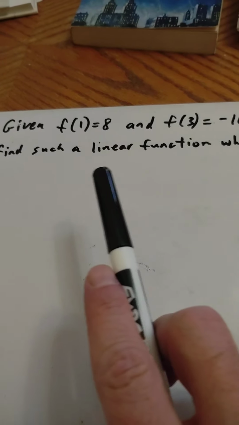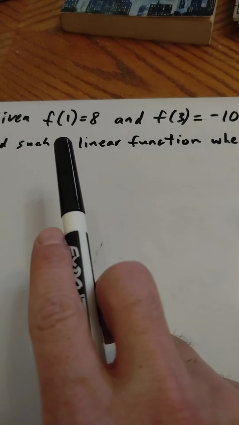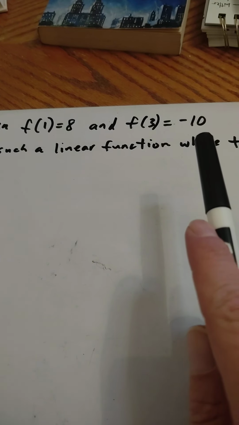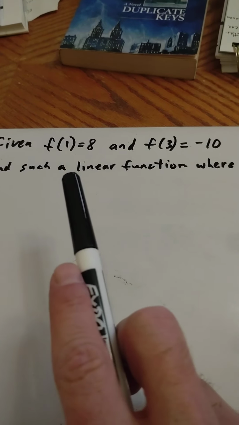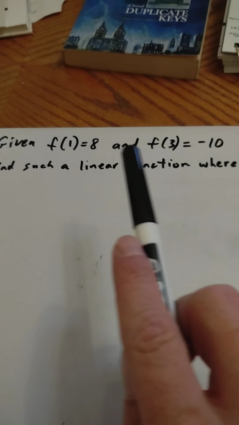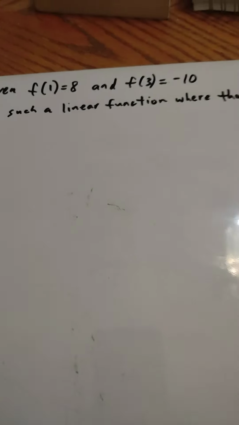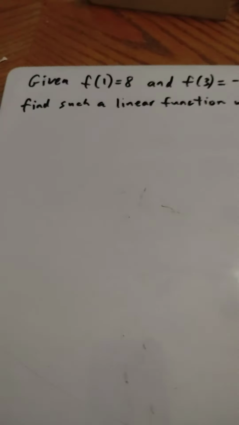So can we find such a linear function where f of 1 equals 8 and f of 3 equals negative 10? Can we come up with a function where when we let x equal 1, the output's 8, and when we let x equal 3, the output is negative 10? It seems like a good Sherlock Holmes mystery, so let's see if we can do this.